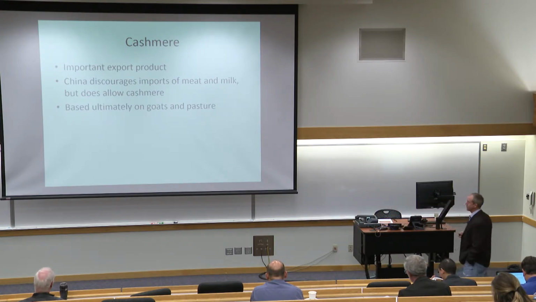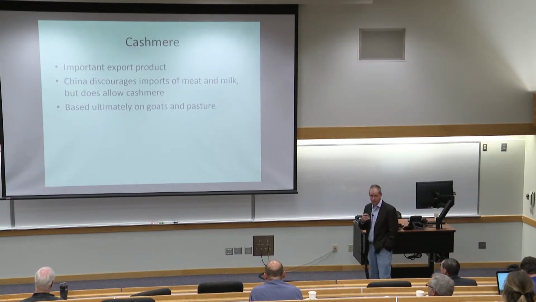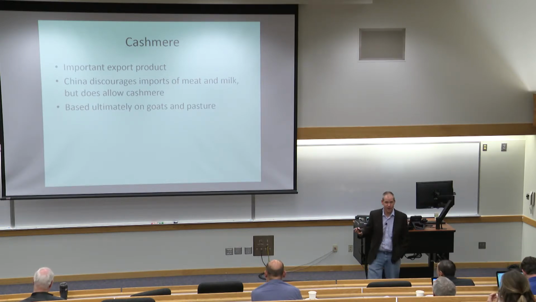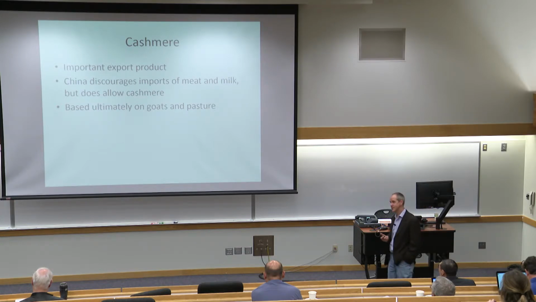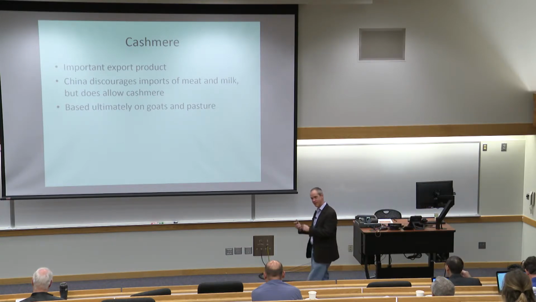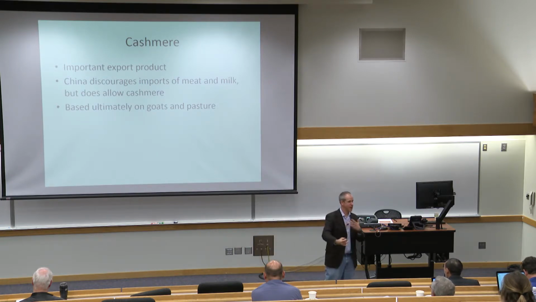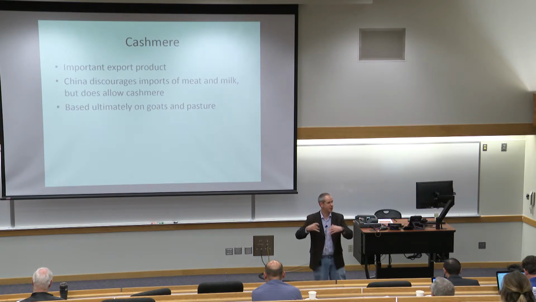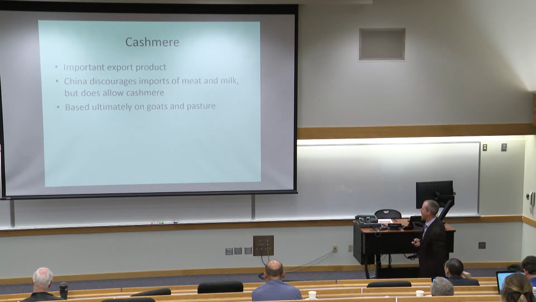So cashmere is an important export product, as you saw. China discourages imports of meat and milk. It's right next door, but it discourages imports of meat and milk, but it does allow cashmere. And what China is doing with a lot of this cashmere, it's not producing the 100% high-quality cashmere. It's mixing cashmere with other sources of fabrics, plastics, the polyesters and whatnot, to create cashmere-like products, which are much cheaper, and selling those on the world market with their textile and fabric industry.